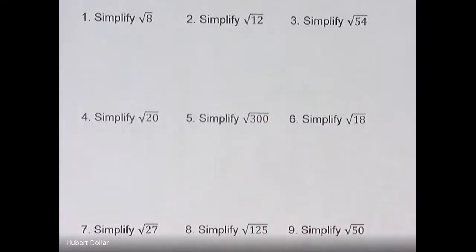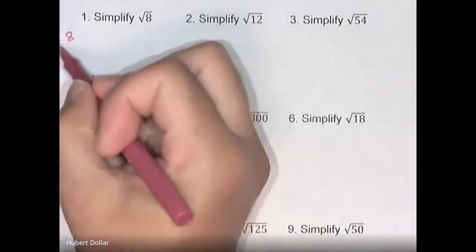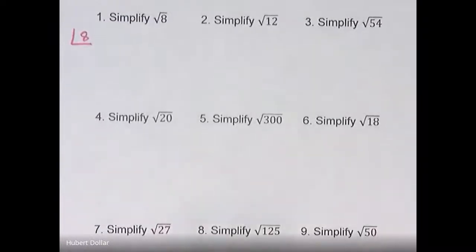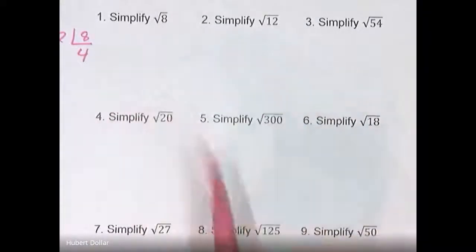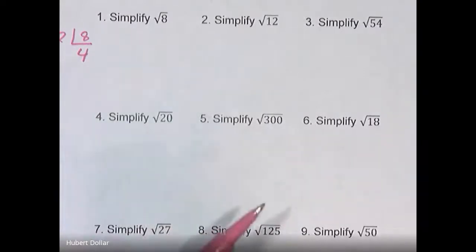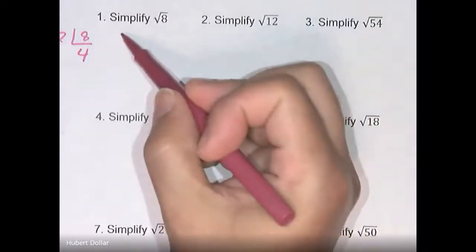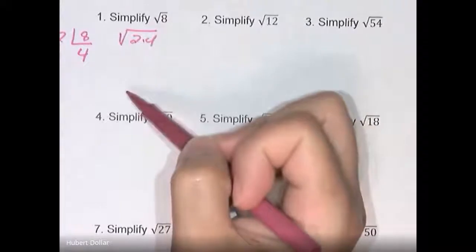Simplify the square root of 8. Now, enter in prime numbers. We take the number 8 and we divide by the first prime number that we have, which is 2. 8 divided by 2 is 4. Now, if you can remember that 4 is a perfect square, then you're done. And you can just simply say that it is the square root of 2 times 4, because 2 times 4 is 8.